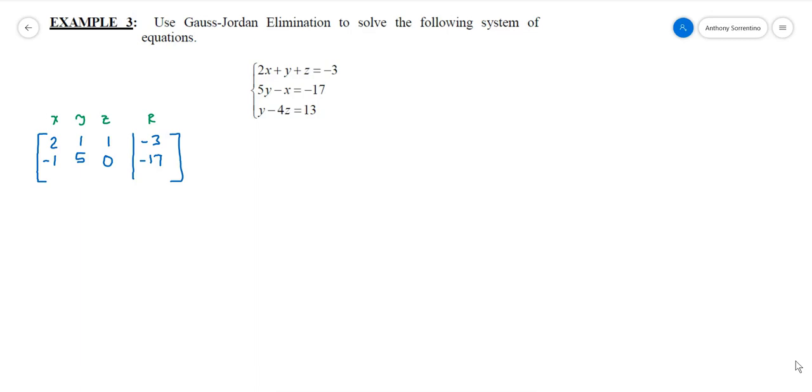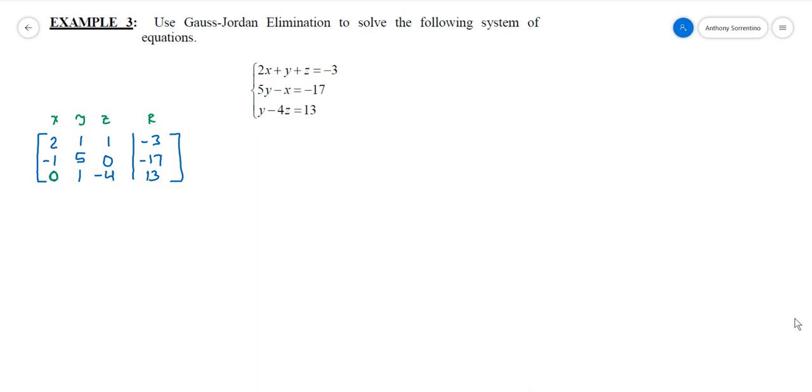And anything missing would be a 0. So like in row 3 as well, I don't have an x term, so I have no x's, 1 y, -4 z's, and that equals 13. So there is my augmented matrix.